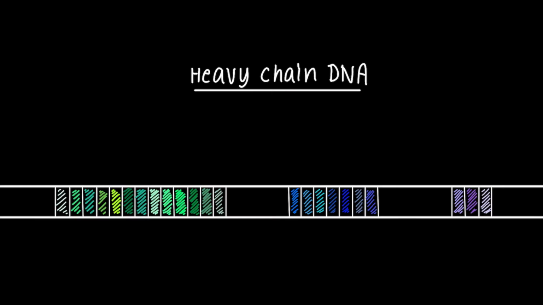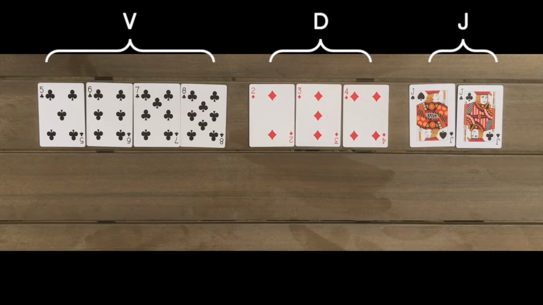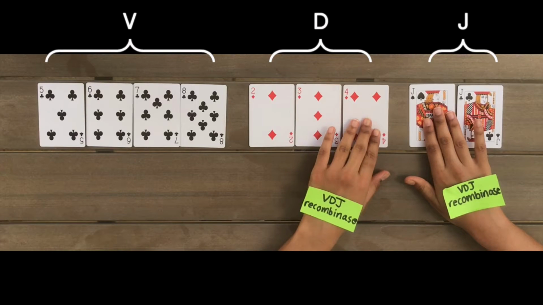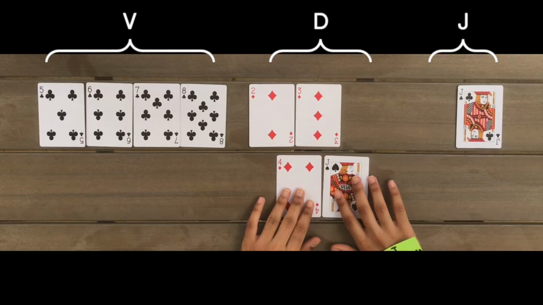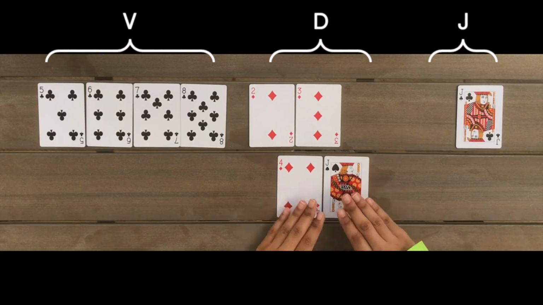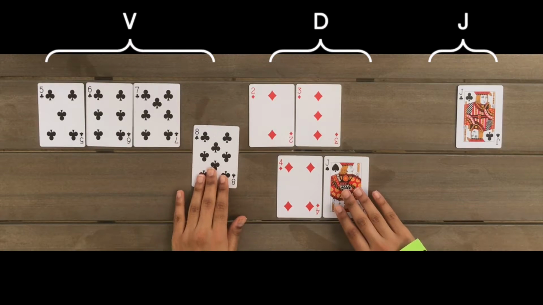Now, the DNA that encodes the variable regions of the heavy chains is arranged into different V or variable, D or diversity, and J or joining segments. Think of it like this set of cards. In cells, enzymes called VDJ recombinases bind to any J segment and then join it with any D segment. Then the same enzymes join our new DJ segment with any random V segment.